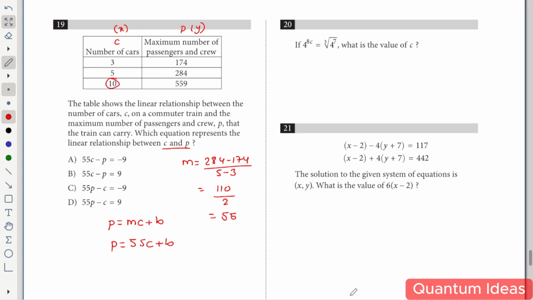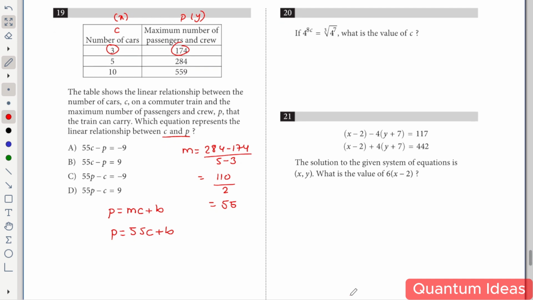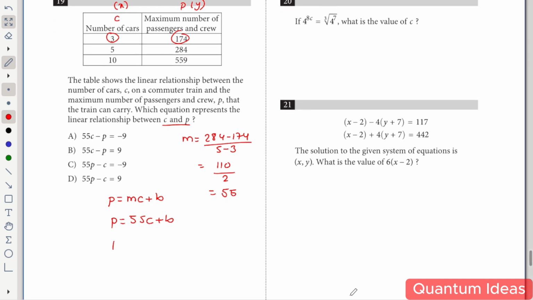So let me plug this point. Let me not plug this one, let me plug this one, x and y as this. So let me plug P as 174 equals 55, what is our x as C? That is 3, plus B. Now we can find the value of B. 174 minus 55 into 3, that will be 9. So B is basically 9.